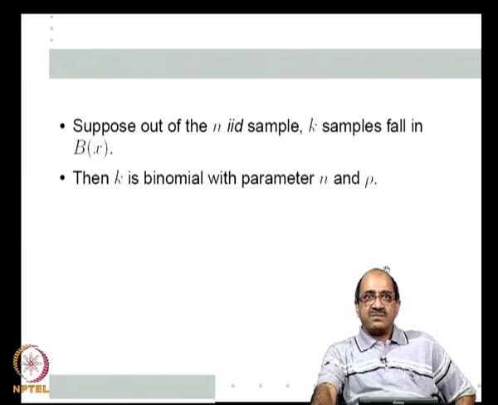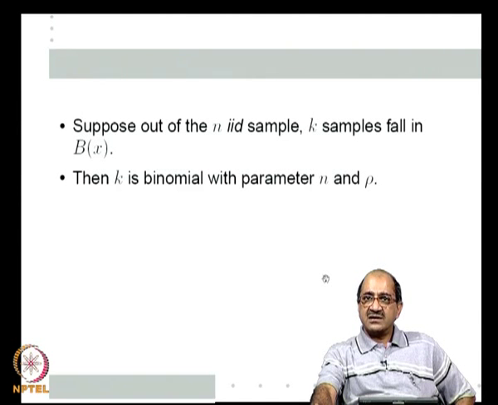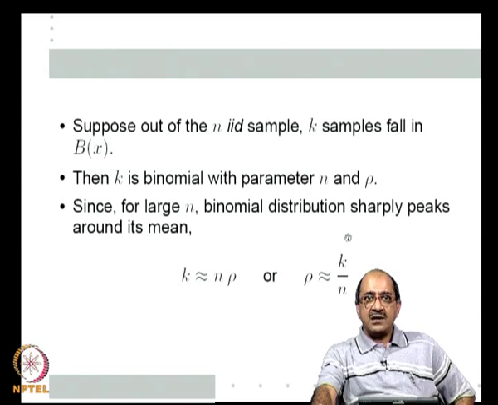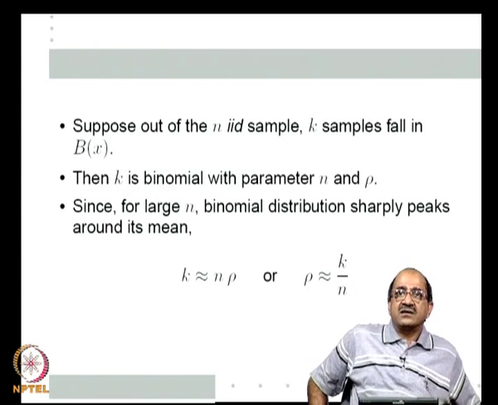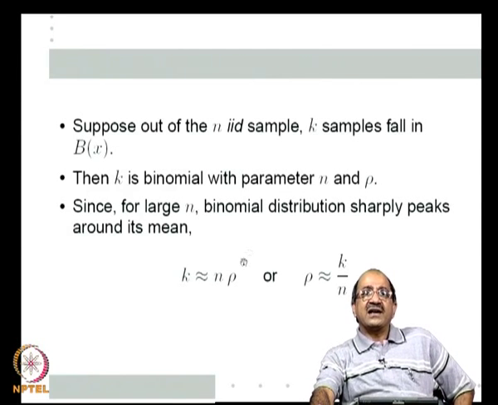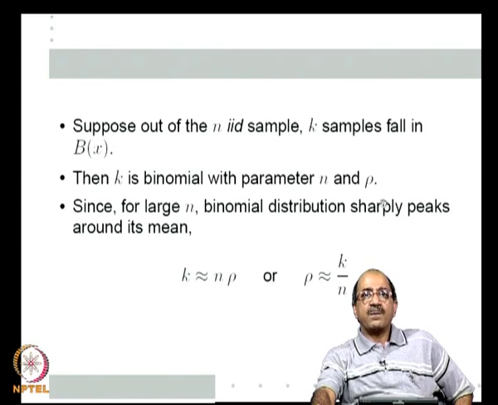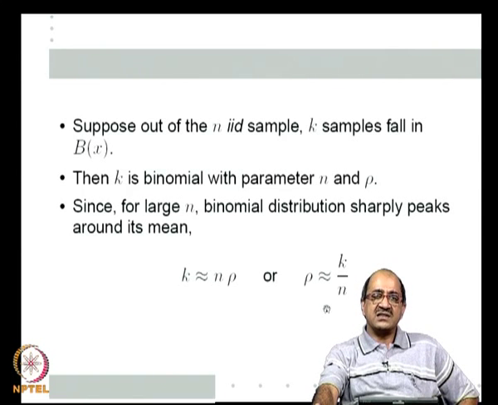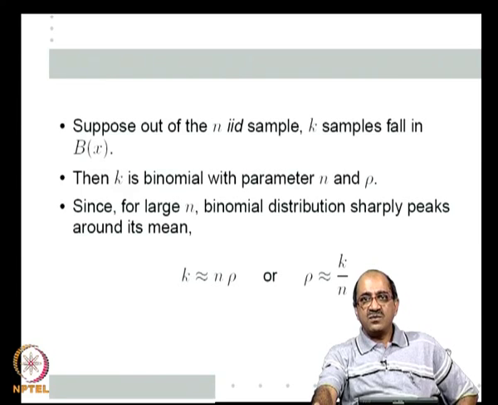A binomial random variable with parameters n and rho has expectation n rho, and the binomial density for large n is very sharply peaked around its mean. So, I can take the mean, which is n rho, to be a good approximation to the random variable k. So, I can take k to be approximately equal to n rho, or rho to be approximately equal to k by n. This is intuitive. Rho is the probability that a random point drawn from this density will be in the region b of x, and we have drawn n points, of which k have fallen in the region. So, k by n is a good approximation to the probability.